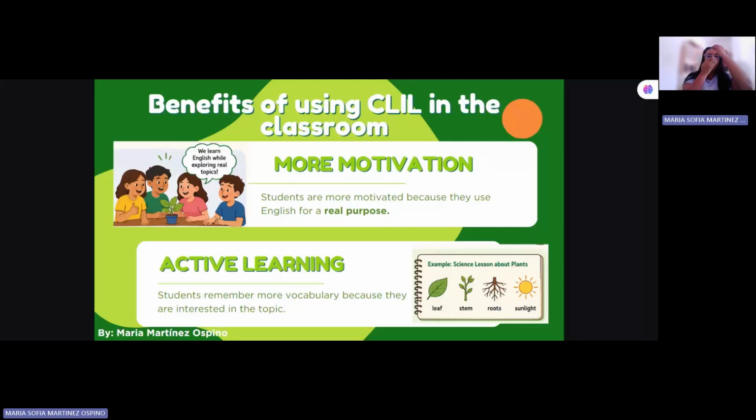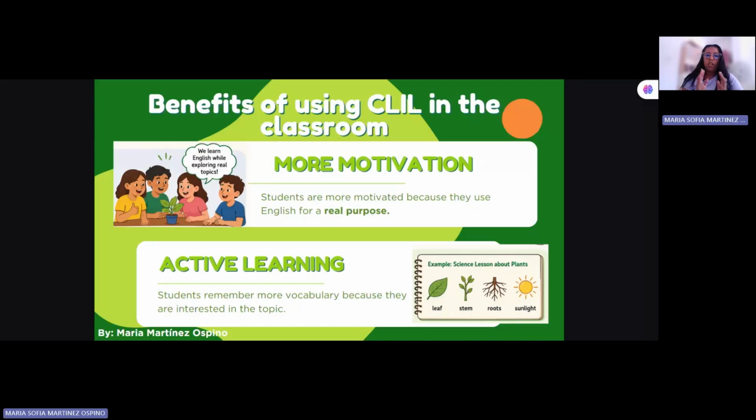Okay, thank you, Kelly. Now let's talk a little bit about the benefits of using CLIL in the classroom. One of the greatest advantages is that students become more motivated because they use English for a real purpose instead of simply memorizing vocabulary or grammar rules. Another important benefit is meaningful vocabulary learning. Students remember new words more easily because they learn them while studying interesting topics.